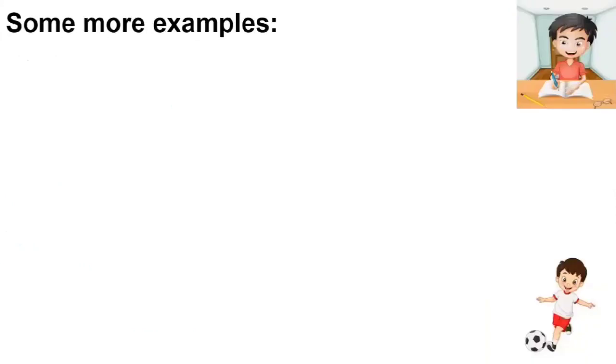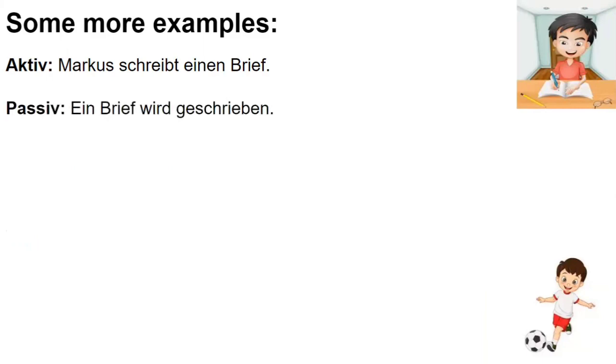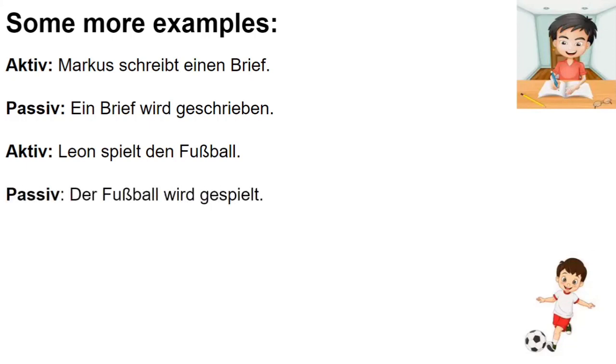Now, we have some examples. For example, Markus schreibt einen Brief. So this is aktiv. Now passiv. Ein Brief wird geschrieben. Beispiel 2. Leon spielt den Fußball. Der Fußball wird gespielt.